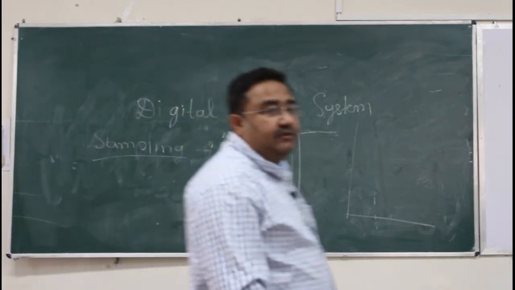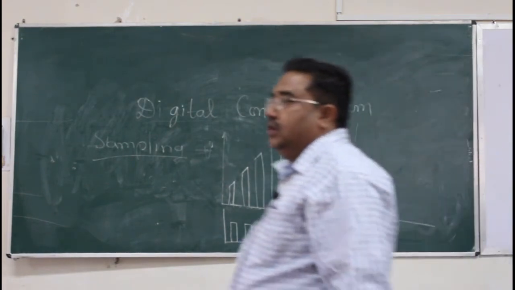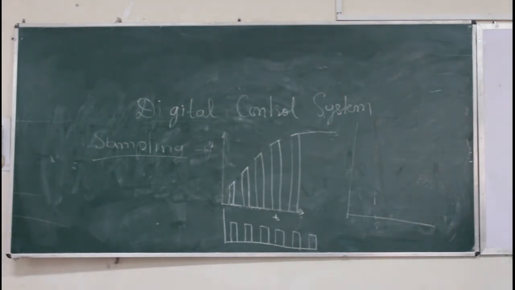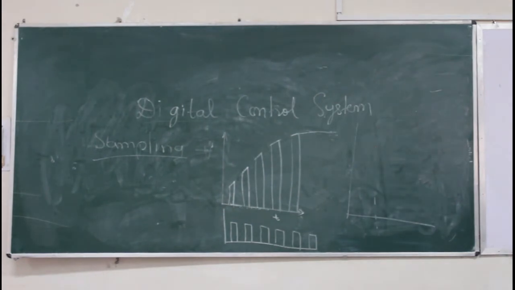Now what is the advantage of this sampling? Why am I going for this sampling process? Because from your point of view, when you draw any signal on a blackboard or on your copy, you simply draw a one period waveform. Is it not? But actually it is continuously moving. So for processing the continuous data, we are taking certain samples.